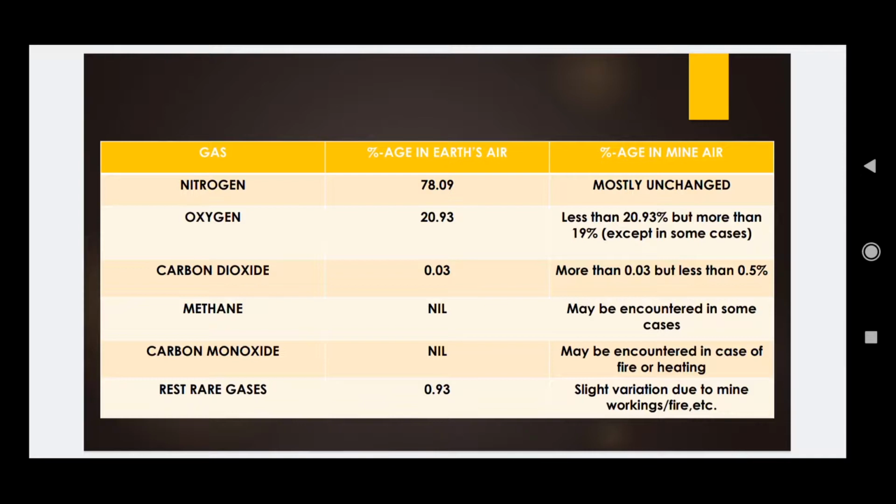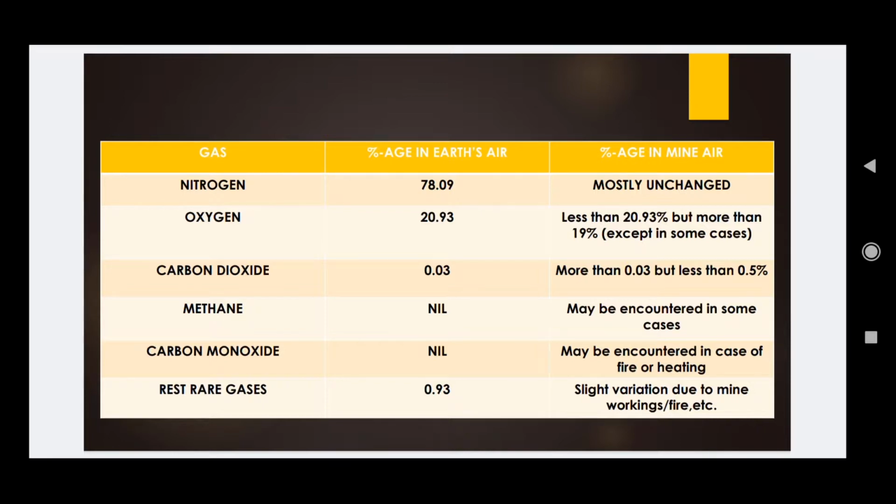In order to get a clearer idea about the earth's air and mine air, that is, the difference between these two, let us discuss this table. The table consists of three columns. The first is the gases, the second is the percentage of these gases found in the earth's air, and the last is the percentage in mine air. The first gas is nitrogen, which is 78.09% in the earth's air, and in mine air it is also mostly unchanged.